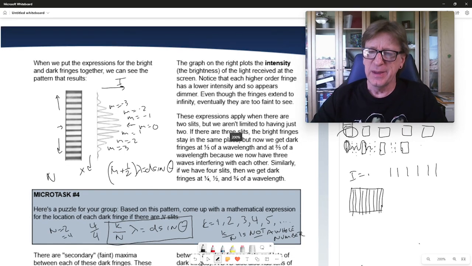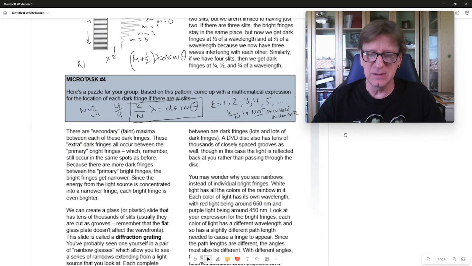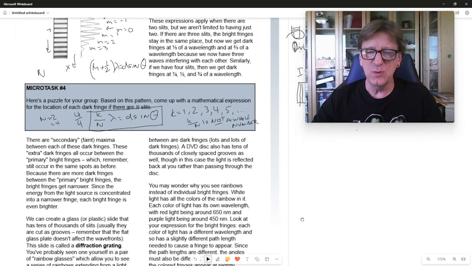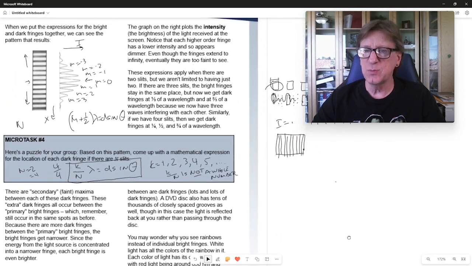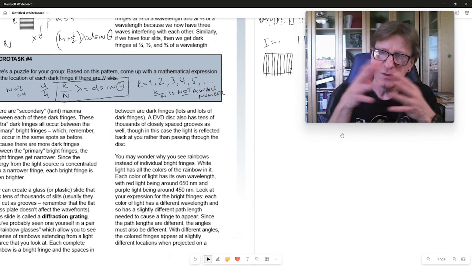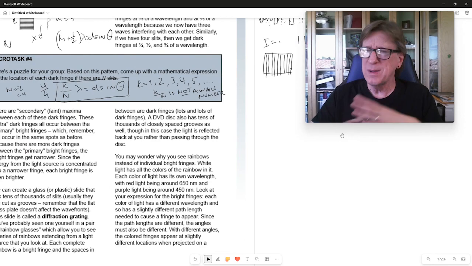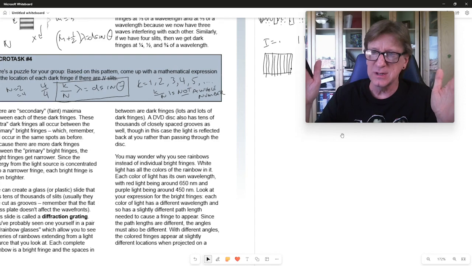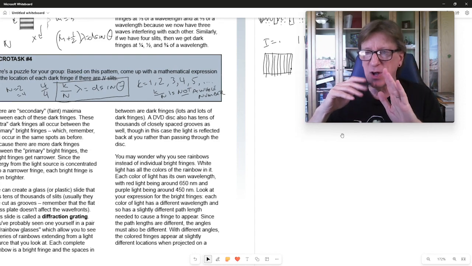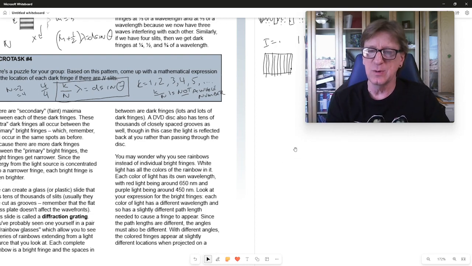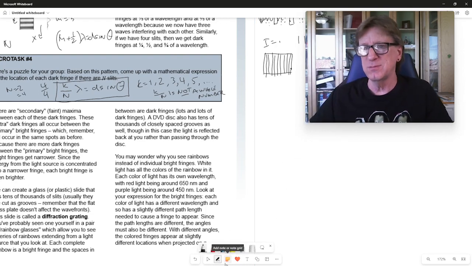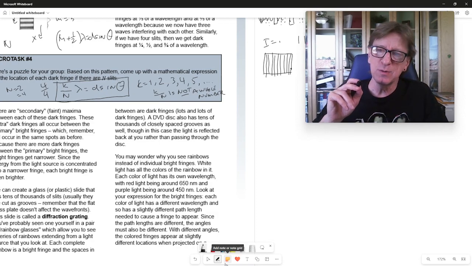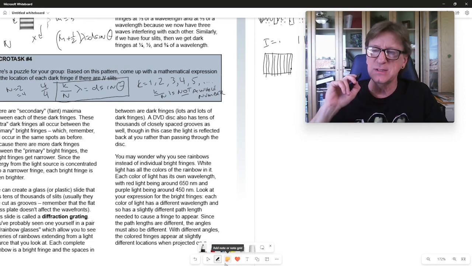Now, if we look down here, there's a discussion of what we're talking about with diffraction gratings. You may say, well, why do we see rainbows instead of individual bright images? So if my light shining through it is white light, for example, why am I getting rainbows? Well, remember that white has all of the different colors in it. So this is going to be important for us: white has all the different colors of the rainbow in it. For the visible wavelength, that's anywhere from 400 nanometers to 650 nanometers or so. But each one of those has a different wavelength. Each color has a different wavelength.